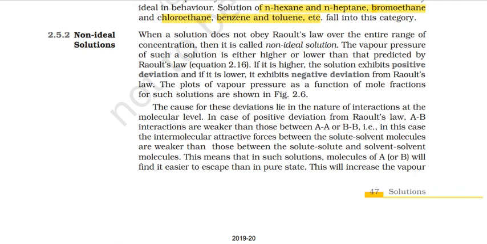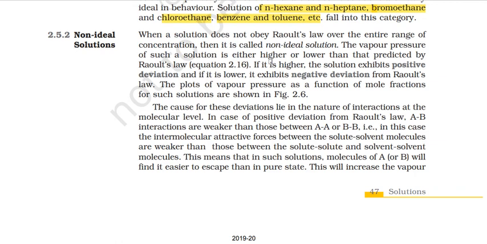When a solution does not obey Raoult's law, it's a non-ideal solution. Vapor pressure of such a solution is either higher or lower than that predicted by Raoult's law. ठीक ये उस equation के according नहीं होने वाला. If it is higher, the solution exhibits positive deviation. If it's lower, the solution exhibits negative deviation. ठीक है हम किस base पे कहते हैं positive negative? It's on the basis of the vapor pressure.